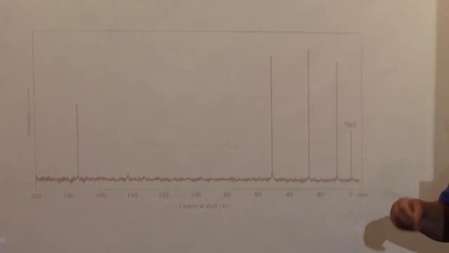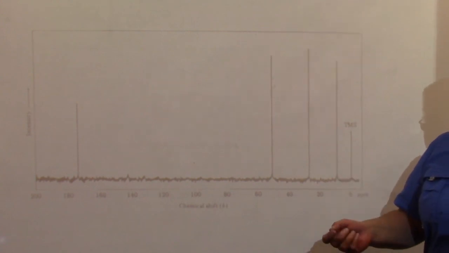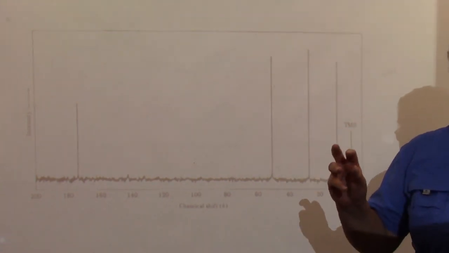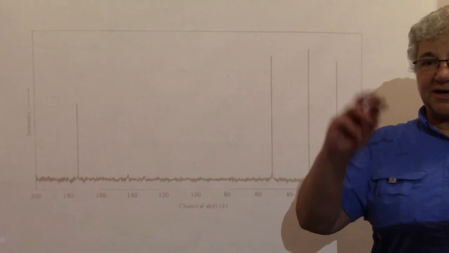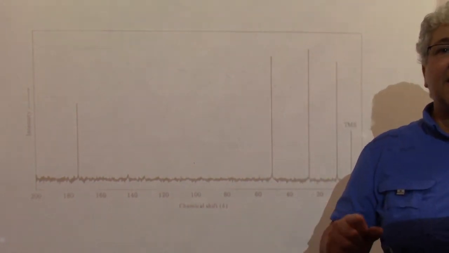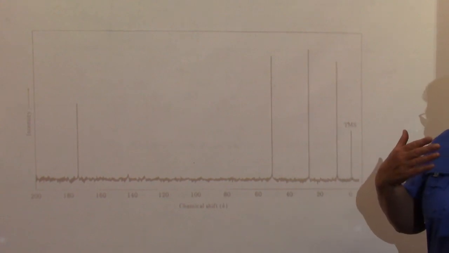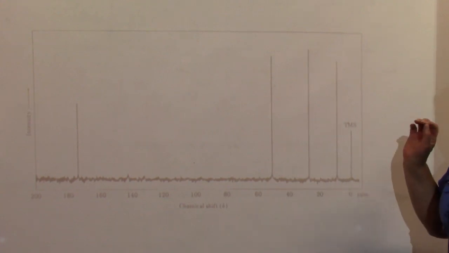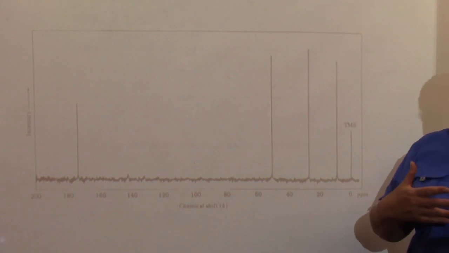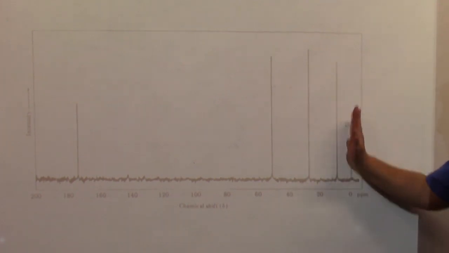And TMS is tetramethylsilane. So it's a silicon group with 4 methyl groups, tetramethylsilane. Right? And we use TMS because it causes our methyl shift to be very far, I'm going to say right now, to the right, because we haven't talked about the words yet. But we label that 0.